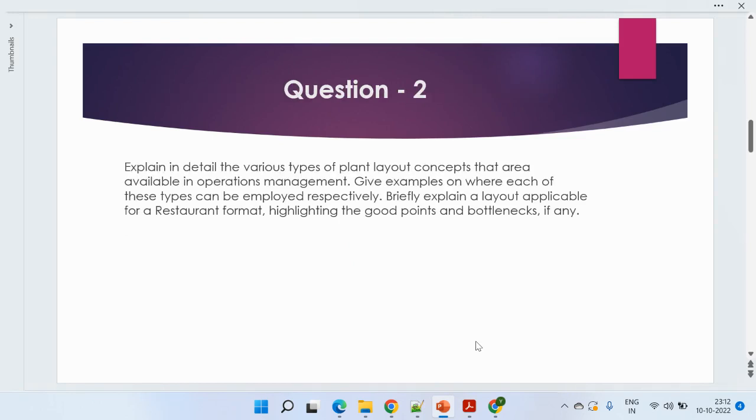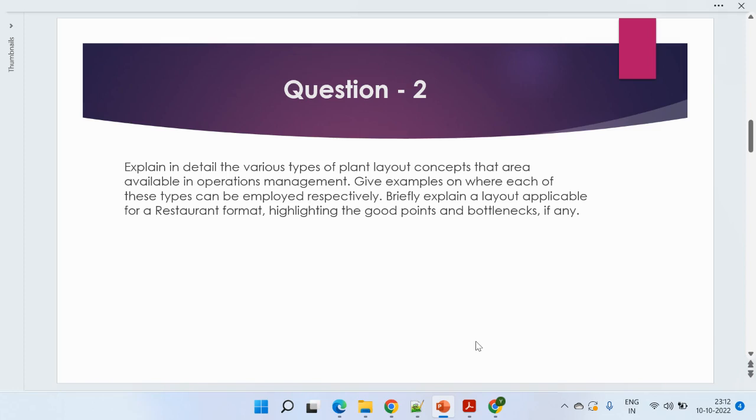Moving to the second question: explain in detail the various types of plant layout concepts that are available in operations management. Give examples on where each of these can be employed respectively. Briefly explain a layout applicable for a restaurant format, highlighting the good points and the bottlenecks, if any. So again, firstly we are talking about the generic thing, like what the layout is and the types of plant layout. Secondly, we need to choose any of the plant layouts.